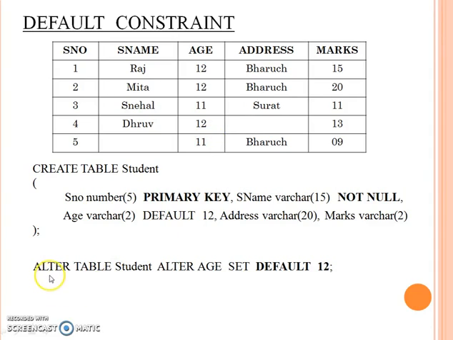And using the alter statement, it would be alter table name, that is student, alter my age column and set the default value to 12. Right? So this was all about SQL constraints.